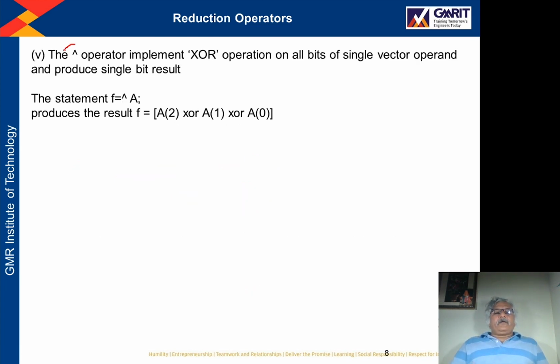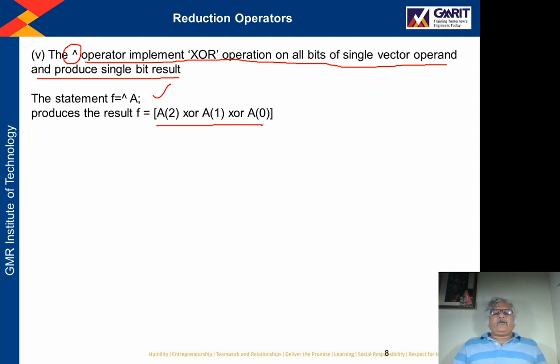Now this cap, this operator indicates the XOR operation, right? This operator implements XOR operation on all bits of a single vector operand and produces a single bit result. So the statement is F is equal to cap A. So what it will do? It will perform XOR operation on the 3 bits of A, that is A2 XOR A1 XOR A0, and the result will be assigned to F.